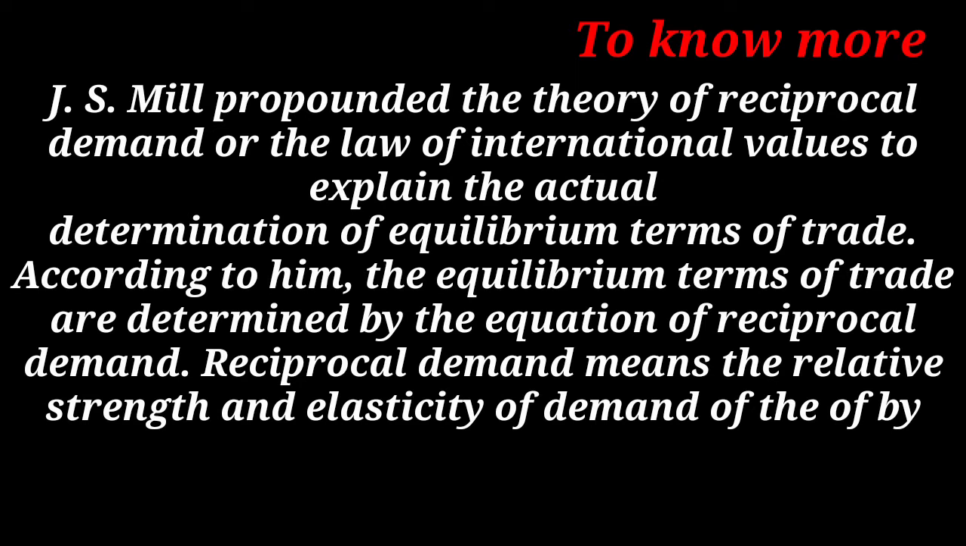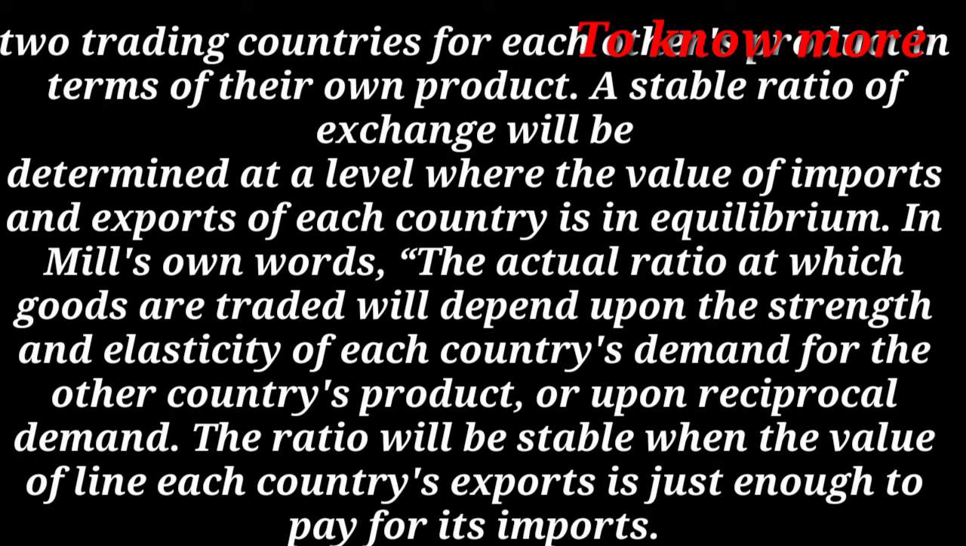According to him, the equilibrium terms of trade are determined by the equation of reciprocal demand. Reciprocal demand means the relative strength and elasticity of demand of the two trading countries for each other's product in terms of their own product. In J.S. Mill's own words, the actual ratio at which goods are traded will depend upon the strength and elasticity of each country's demand for the other country's product, or upon the reciprocal demand. The ratio will be stable when the value of each country's export is just enough to pay for its own imports.